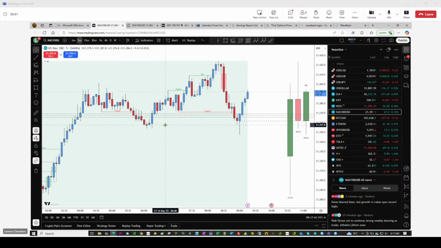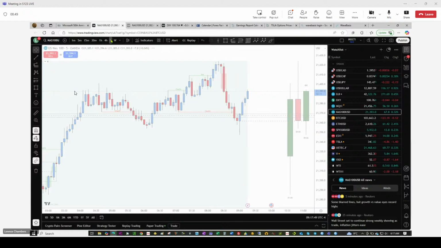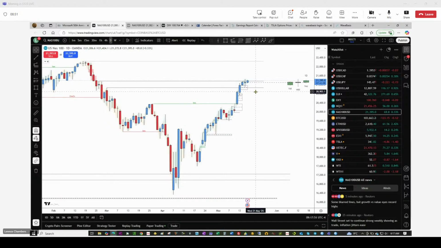Okay, taking a look at the US NASDAQ. Now look at it from the daily standpoint. We're in a very strong move to the upside. Next potential high would be this level. We're quite a distance away, but that looks like the trajectory to the upside.